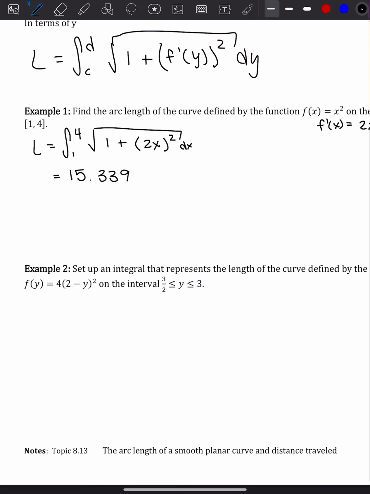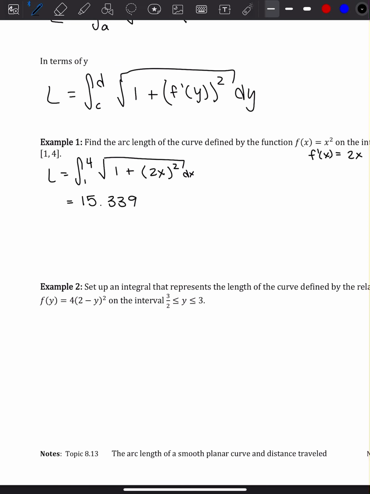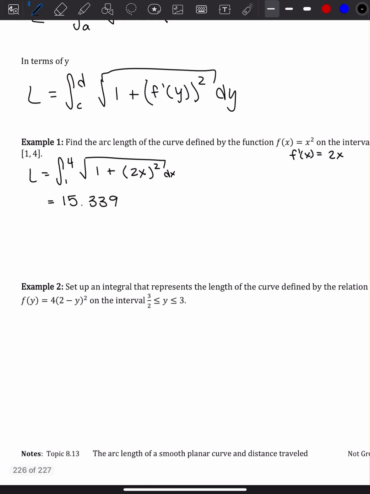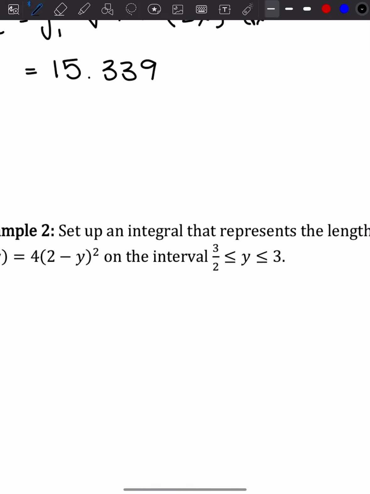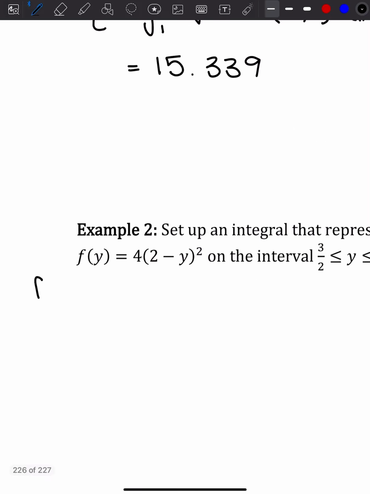So it says, set up an integral that represents the length of the curve defined by the relation f of y equals 4 times the quantity 2 minus y squared on the interval of 3/2 less than or equal to y less than or equal to 3. So the first thing they give us is f of y, so the first thing we should do is find f prime of y.